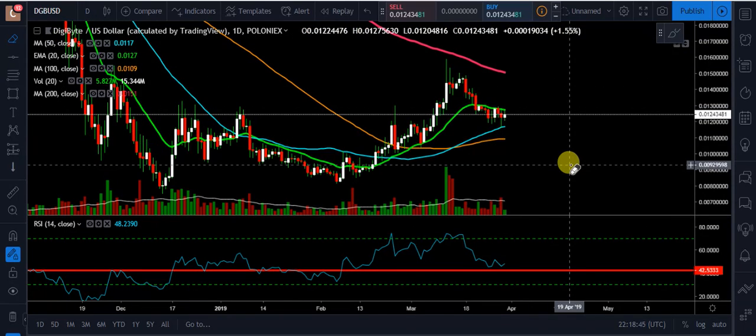So I love the 20 EMA. I think it's one that you really need to have on your charting tools here in TradingView. I love to use the 20 EMA. I like the 50 moving average.